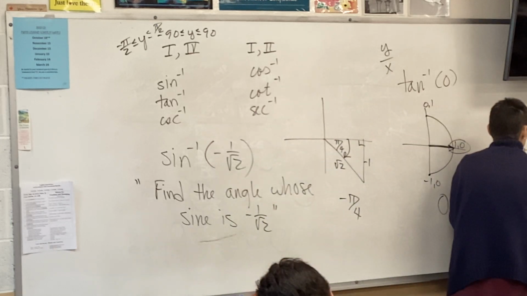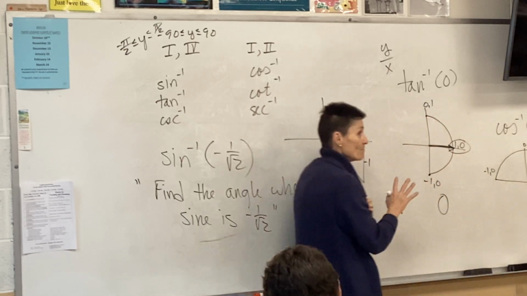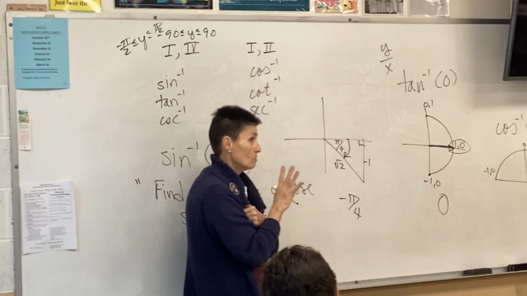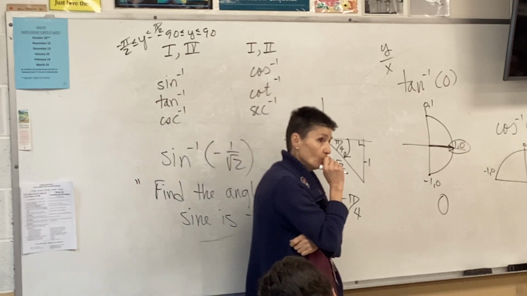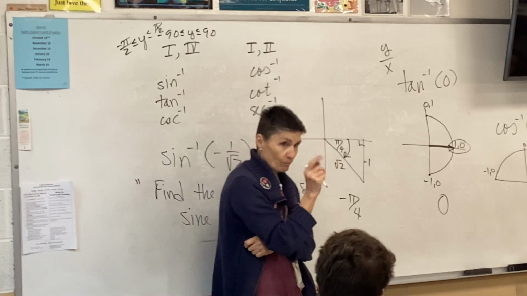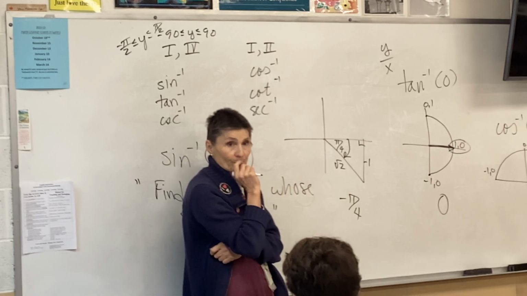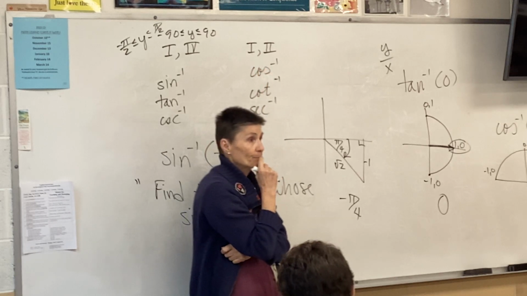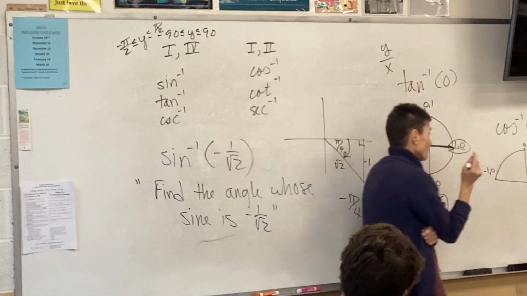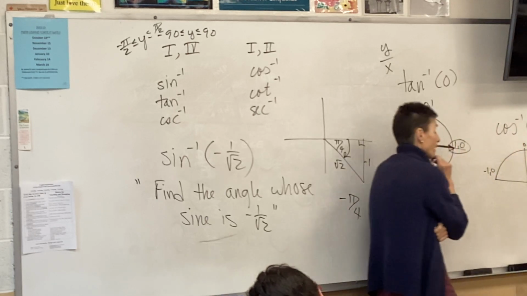So this is 1, 0, 0, 1, negative 1, 0. Where in that scenario is the cosine, which is x over r, 0? Straight up, right? What angle is that in radians? Pi over 2. So your angle is pi over 2.